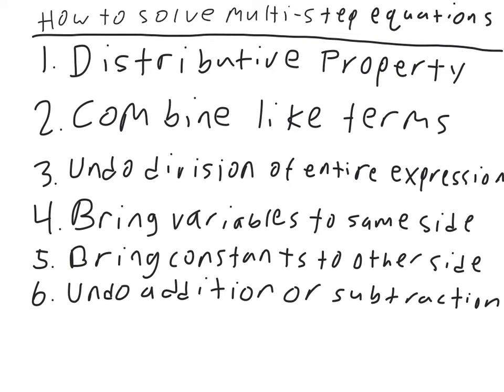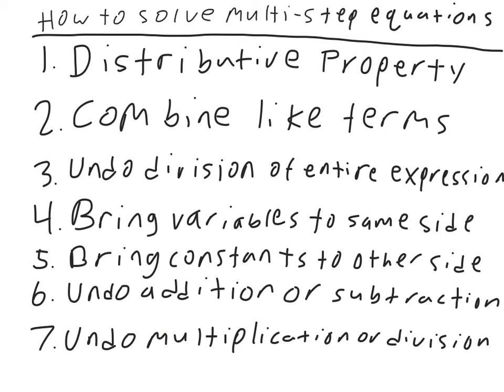After you get through the first 5 steps, that should bring you down to a 2-step equation that we've been working on the last few classes. So then you just do the steps for a 2-step equation. The first being undo the addition or subtraction that's happening. So if you've got x plus 2, you subtract 2. If you have x minus 3, you add 3, and always to both sides of the equal sign.